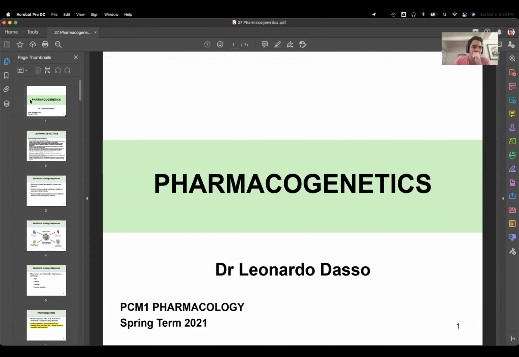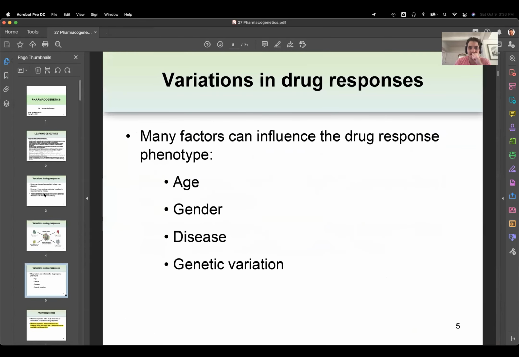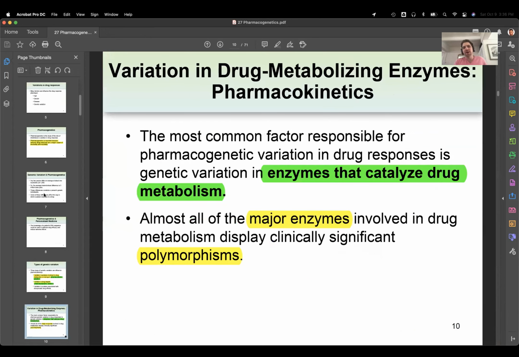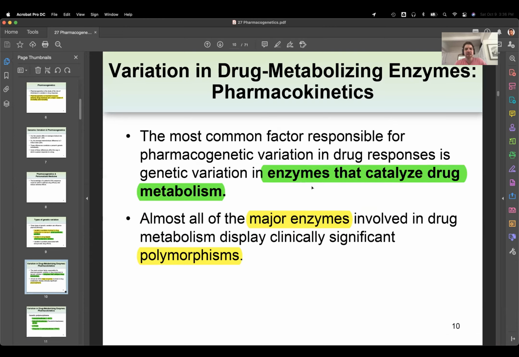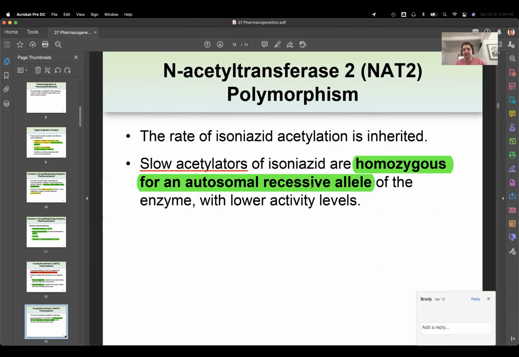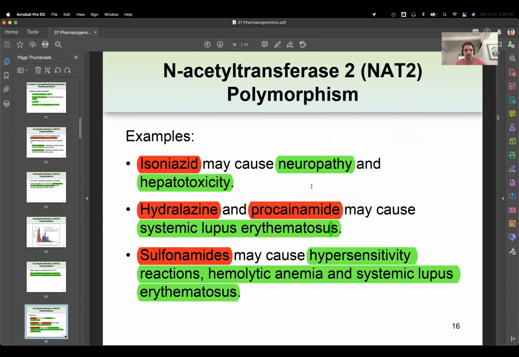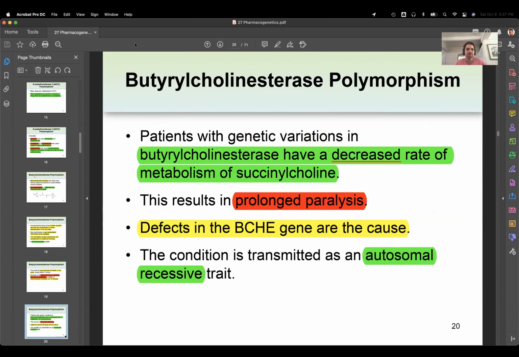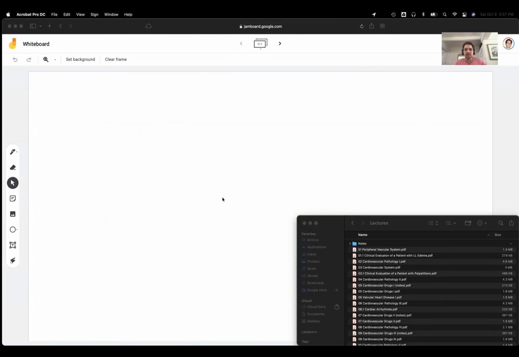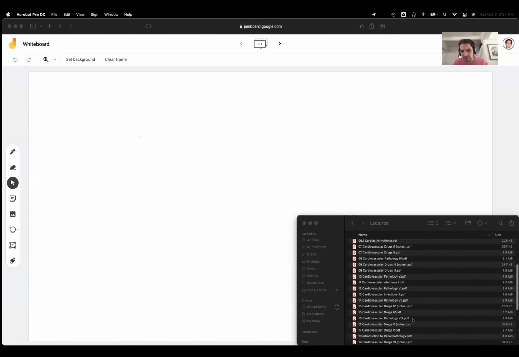All right, and I'm not going to go through this one either. I don't know why this was thrown in here, but these different things, right? So you've come across some of these already, TPMT, but these are just different genetics that lead to certain issues with medication. So for the sake of time, I'm not going to go through all this. I think that's all for that.